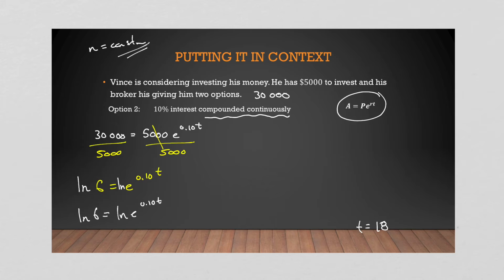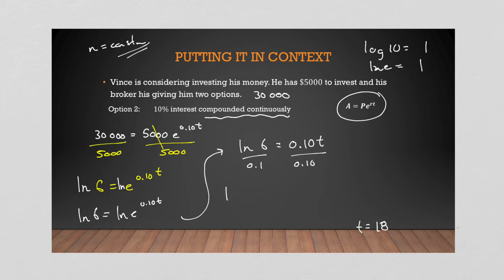And recall that the natural log of e, those two statements cancel each other out. It's like having log base 10 of 10 is just 1, right? So the natural log of e is just 1. So we end up with the natural log of 6 is equal to 0.1 times t. And then we divide both sides by 0.1, and we calculate natural log of 6 divided by 0.1 is time. And sure enough, we get 17.92, which is close enough to 18.